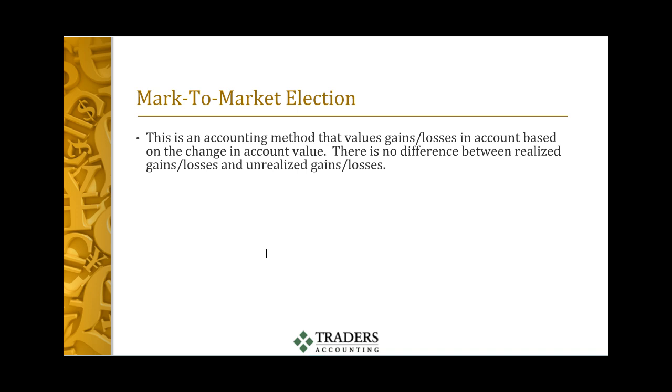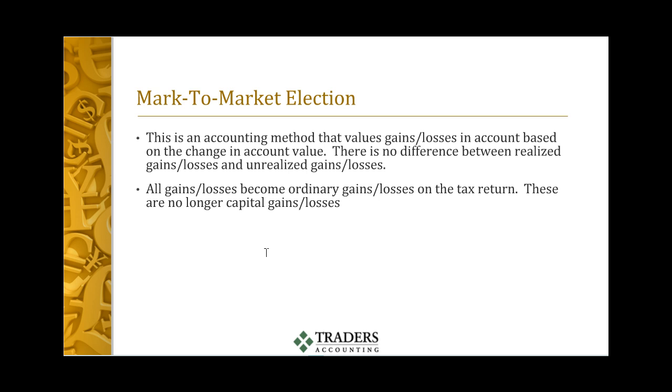Now, what mark-to-market does in a nutshell, it takes the beginning value of your portfolio and the ending value of your portfolio and subtracts them. And you find out an absolute gain or an absolute loss, and that becomes your gain or loss for your tax return. None of this wash sale stuff. Mark-to-market election actually allows you to get rid of the wash sales. Another thing it does is the gains and losses become ordinary gains or losses. They're no longer capital gains.